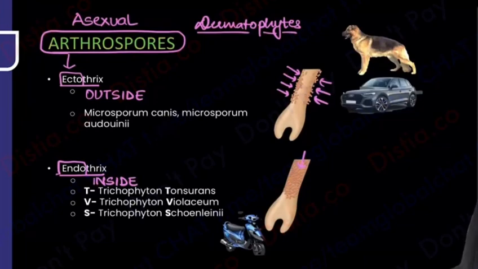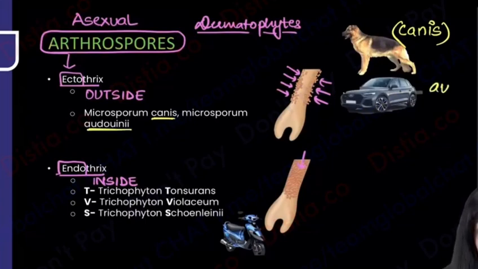So what are you going to know now? See, what are the things that always roam outside? So remember, canis, dogs. Canis or dogs, they are always going to roam outside. Also, Microsporum audouinii. Now, if you buy an Audi car, obviously you are going to show off and roam around outside, right?